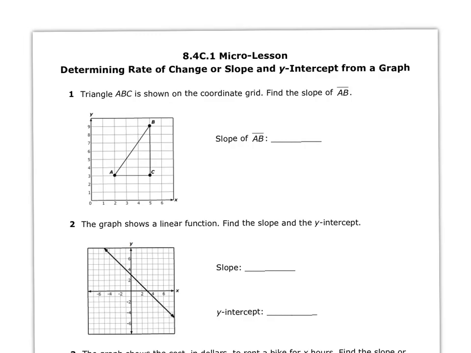Determining rate of change or slope and y-intercept from a graph. Let's look at number 1. Triangle ABC is shown on the coordinate grid. Find the slope of AB.